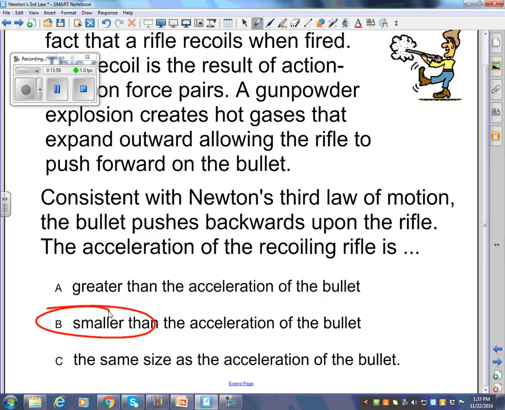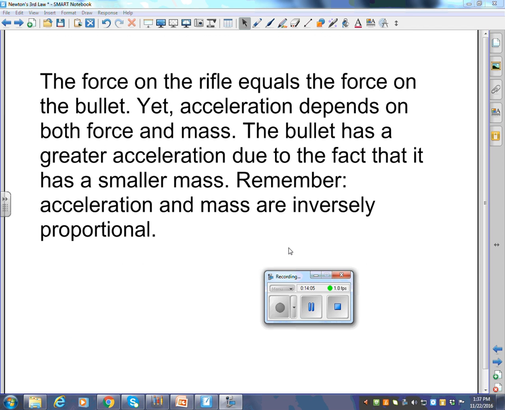Okay, listen carefully. Here's the learning part. The force on the rifle equals the force on the bullet. The acceleration depends upon both force and mass. The bullet has a much greater acceleration due to the fact that it has a smaller mass. Probably maybe 30, 40, 50 times smaller. Remember, acceleration and mass are inversely proportional. Big, giant things have small, tiny accelerations. Small, tiny things have great, big, giant accelerations, and they go really, really fast.